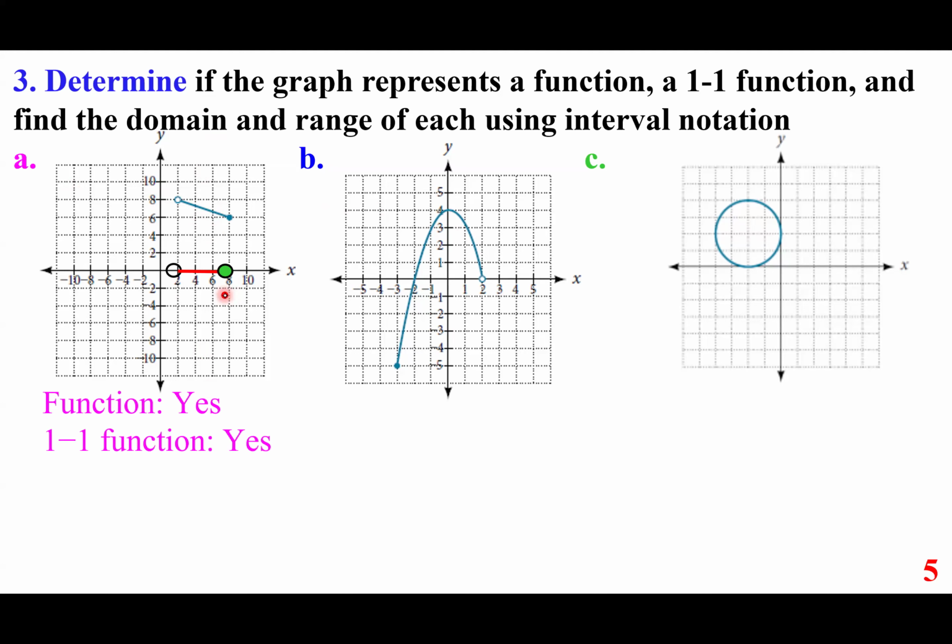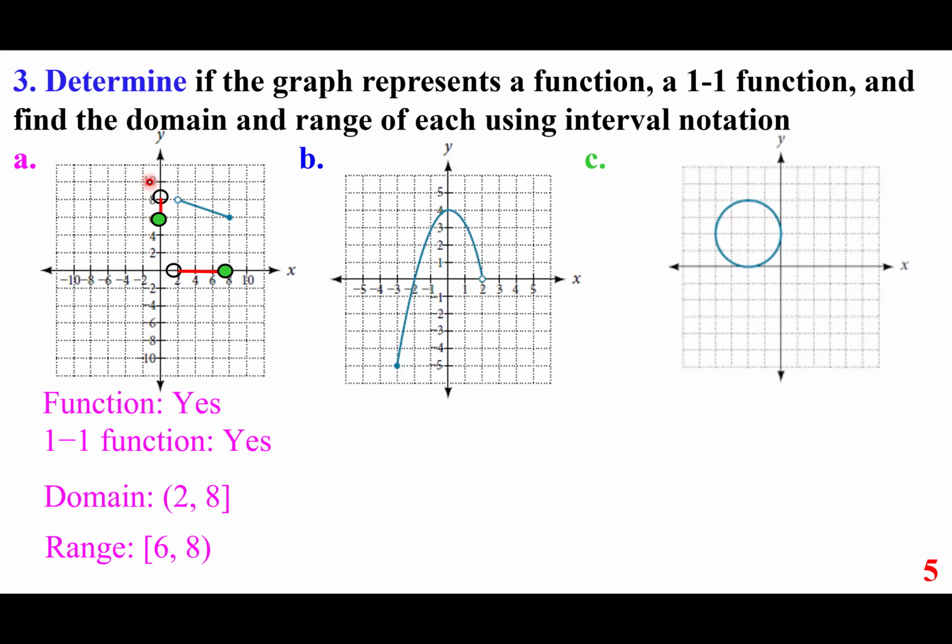2 is not included. So parenthesis 2, comma 8, bracket. Now lay it along the y-axis. It covers from here to here, from 6 to 8. Again, 8 is not included. So this one corresponds to this, and anywhere in between is covered except the top.